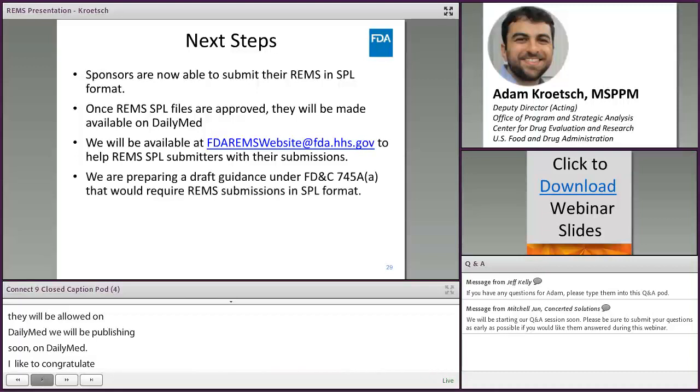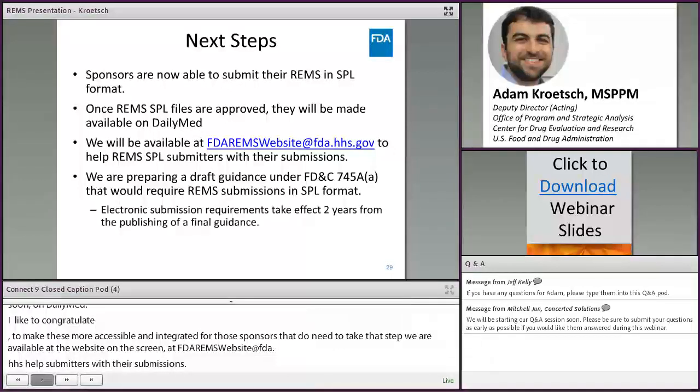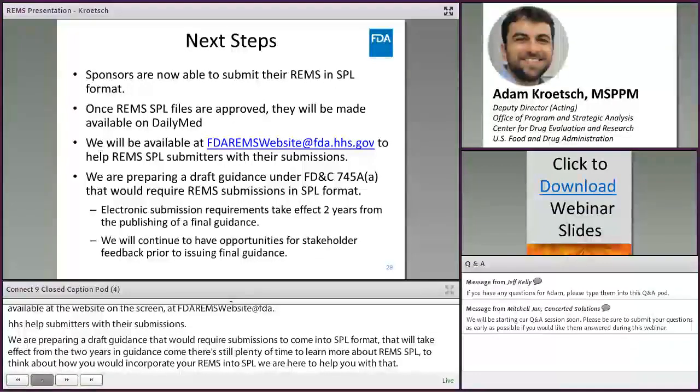We are also preparing a draft guidance under FD&C 745A that would require REMS submissions to come in SPL format. That requirement would take effect 2 years from the publication of the final guidance, so there's still plenty of time to learn more about REMS SPL and to think about how you would incorporate your REMS into SPL, and we're here to help you with that if you're a sponsor who's interested in doing that. We're also going to continue to have opportunities for stakeholder feedback through the guidance process prior to issuing any final guidance requiring submission of REMS information in SPL format.